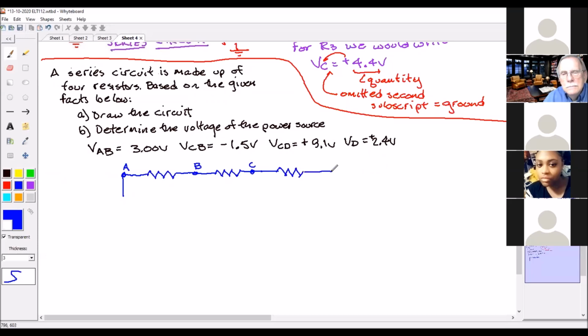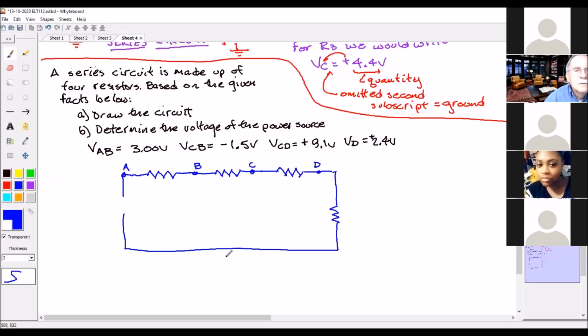Continue the line for a little bit, stop. That's going to be point D. And then from point D, go downwards. And then start another resistor, please. And then go down. And then finish up the circuit, please. Yeah.